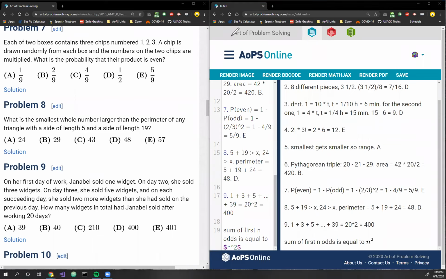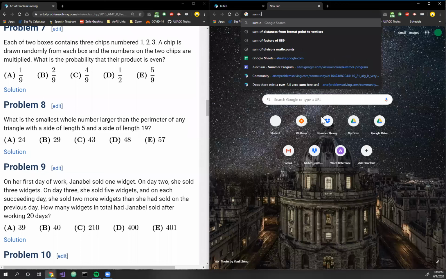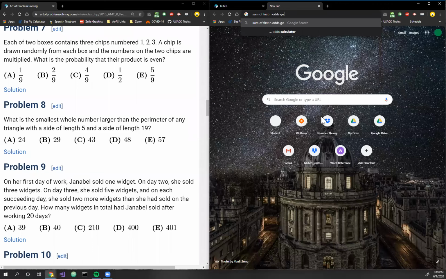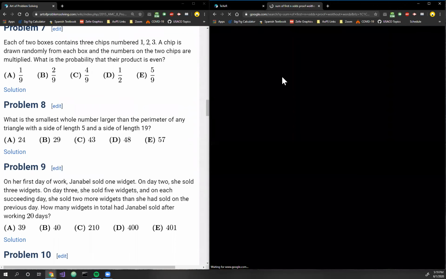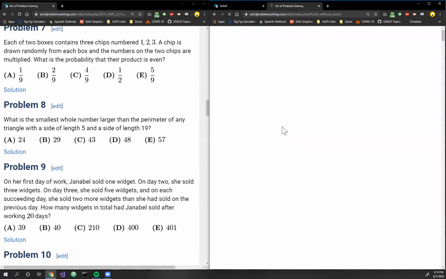Or there's a geometric proof. Let's see if I can just find it really quick. It's a proof without words, and it's like an illustration. Okay, I think it should be here.